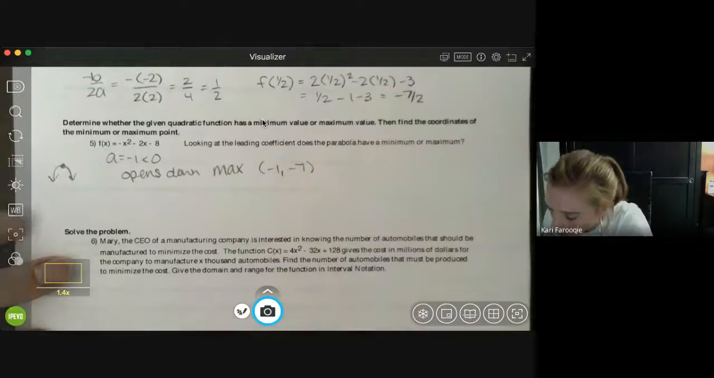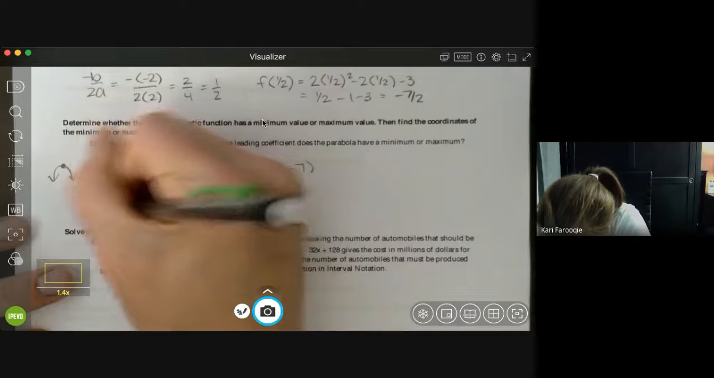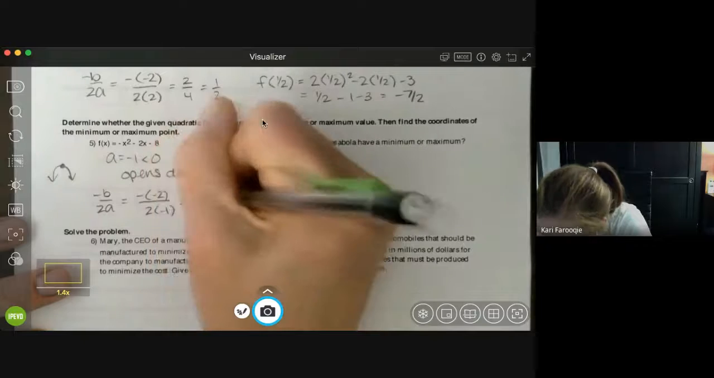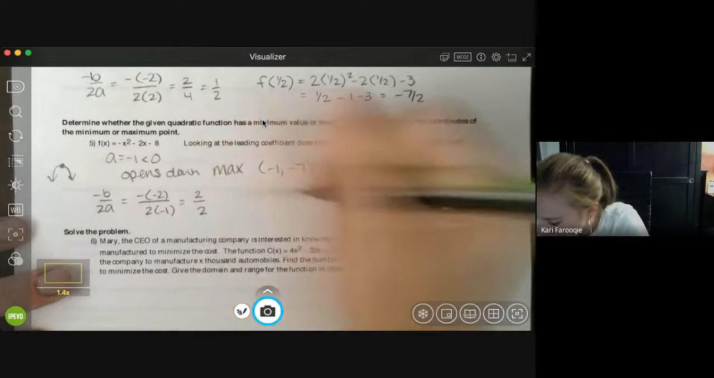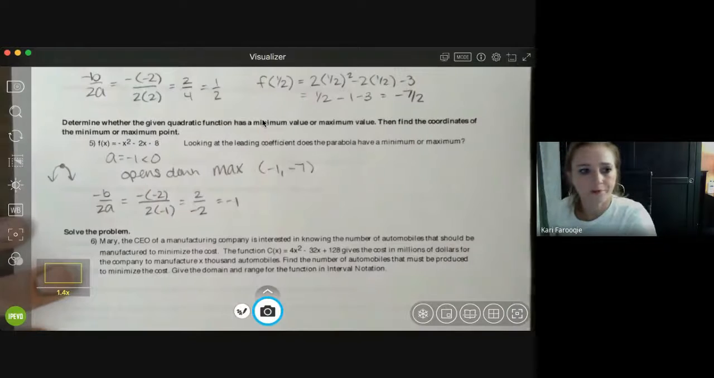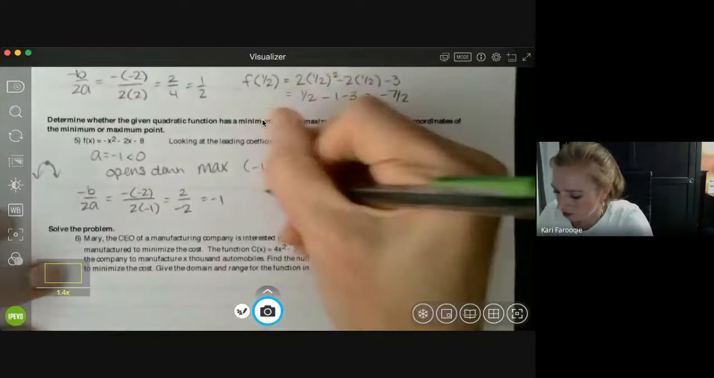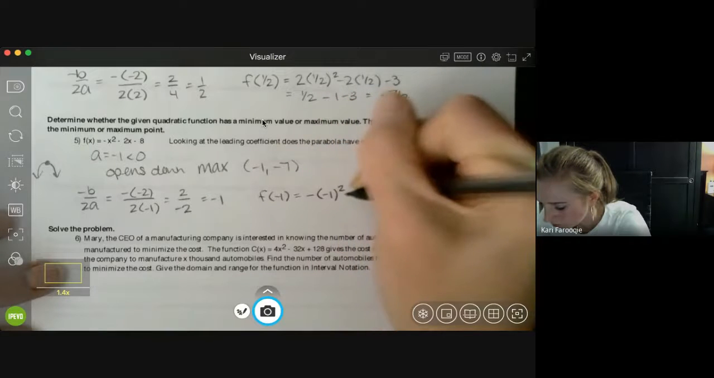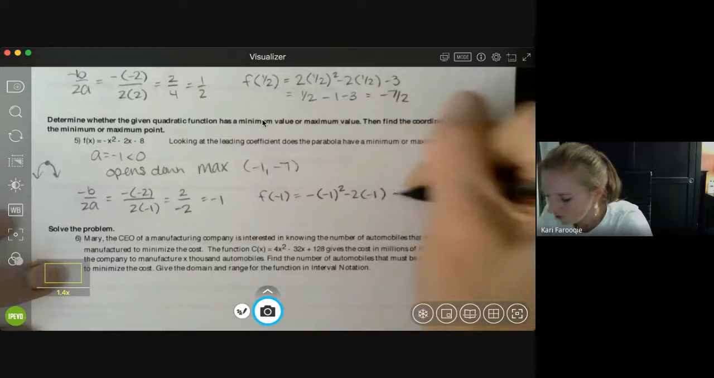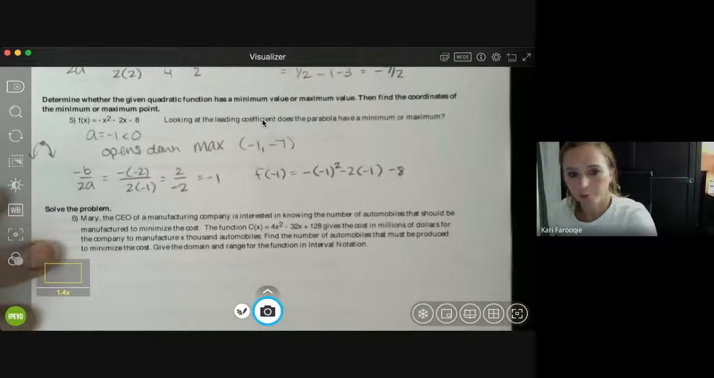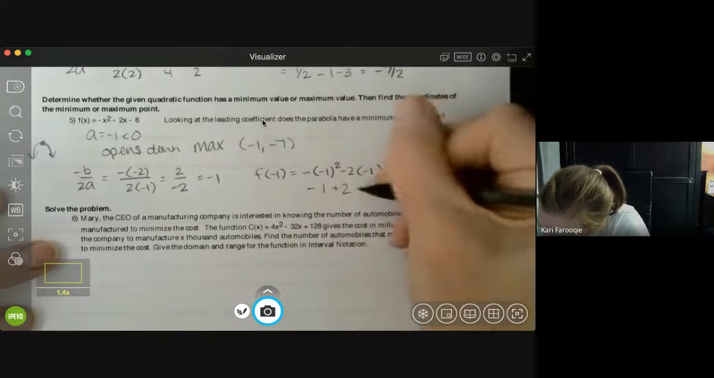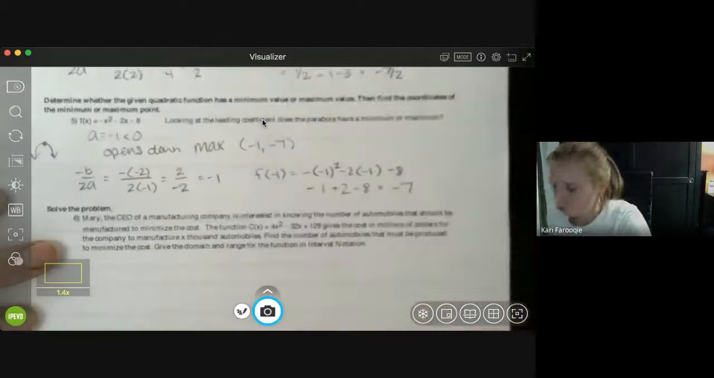So let's go through it. For your vertex, we're looking at -b over 2a. So -2 over 2 times -1 is 2 over -2, which is -1. And then f of -1 is -1 squared minus... oh, lots of sign issues here that could possibly plague us. So let's see, -1 plus 2 minus 8 is 1 minus 8, which is -7.